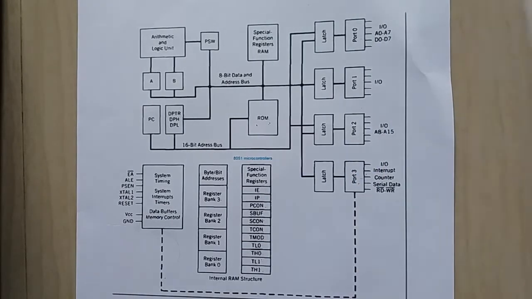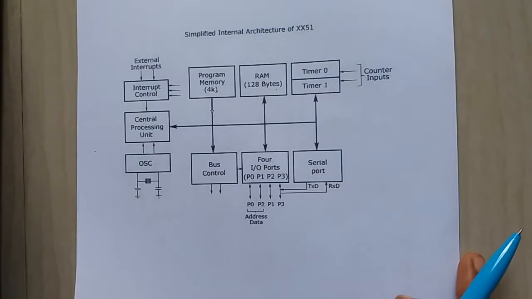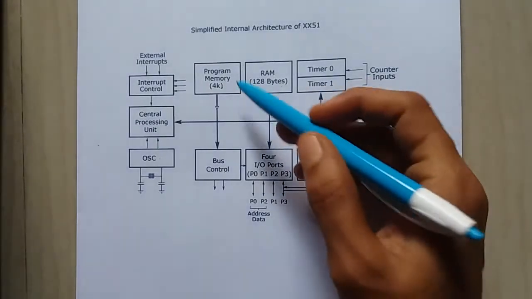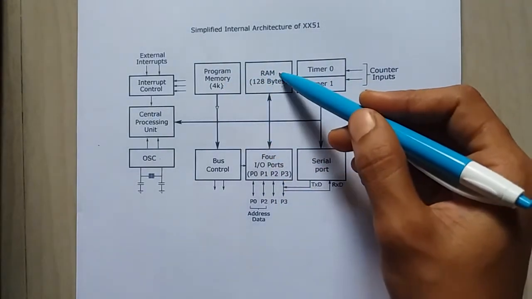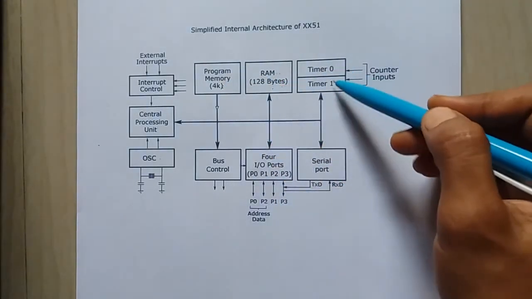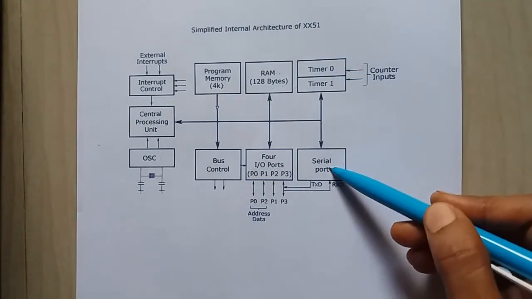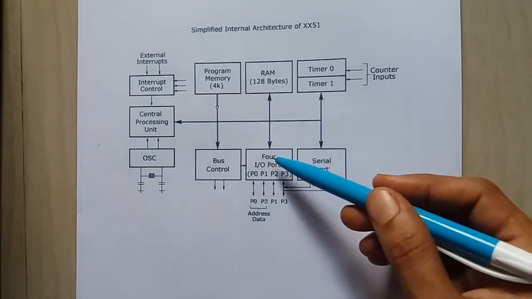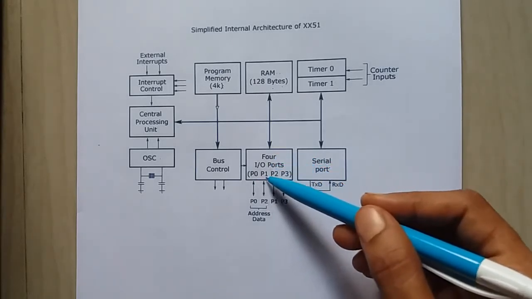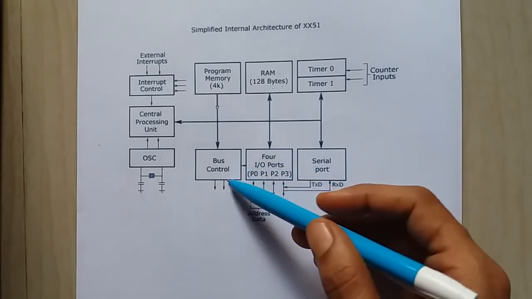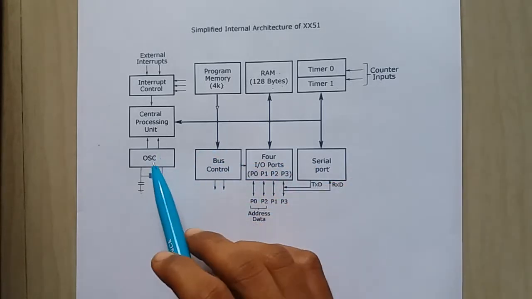You may see the simplified architecture for the 8051 microcontroller. It has program memory up to 4 kilobytes, and it has RAM up to 128 bytes, and it has two timers, timer 0 and timer 1, and it has one serial port for serial communication, for long distance communication, and it has 4 ports. Those are port 0, port 1, port 2, port 3, and it has a bus controller. And here we have an oscillator circuit.